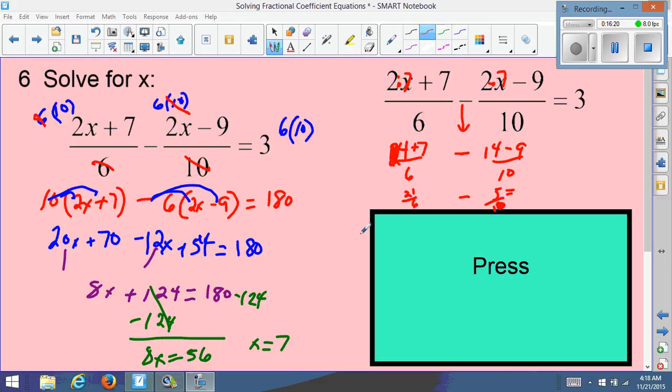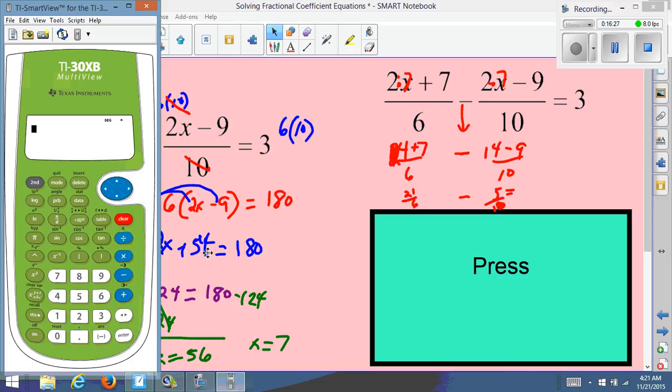Okay, sorry for the delay. I just got stuck a little bit, so I said let me get a calculator, because the drawback of using this method with the C.D instead of the L.C.D is that you end up with bigger numbers. So I'm going to type 21 over 6 minus 5 over 10, and I should get 3. And that's what I got.